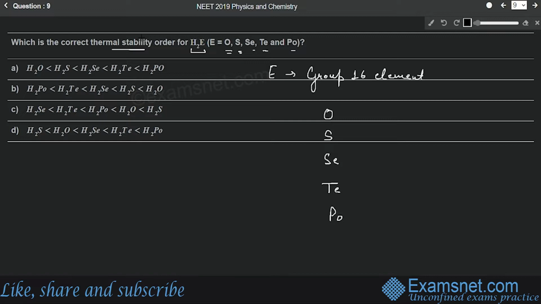Also we know that on going down the group the size of the atoms increases. So suppose this is the size of oxygen, this is sulfur, this is selenium, this is tellurium and then this is polonium. So the size is increasing. Now H2E, that means hydrogen atoms will be bonded with these elements. So the size of hydrogen will remain the same. So this is hydrogen, hydrogen.